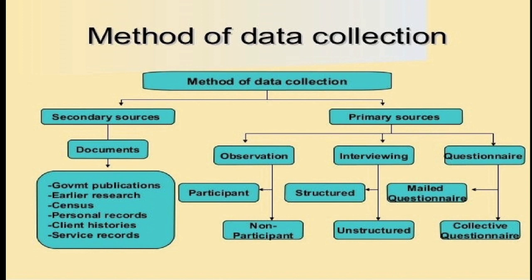The first one is observation. Under observation we have two types of techniques. One is participant observation, which means the person conducting the observation may be a part of it. So that's why it is participant. Another one is non-participant. We may not be a part of that particular area, but we are simply the observer, as an outsider.